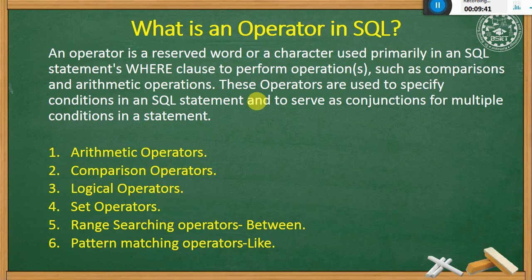So operators in SQL are special symbols, keywords or characters which are generally used in the where clause to perform certain operations like comparison and arithmetic operations. These operators are also used in conjunction with multiple different condition statements. Basically there are 6 types of operators: arithmetic, comparison, logical, set, range operators and pattern operators.